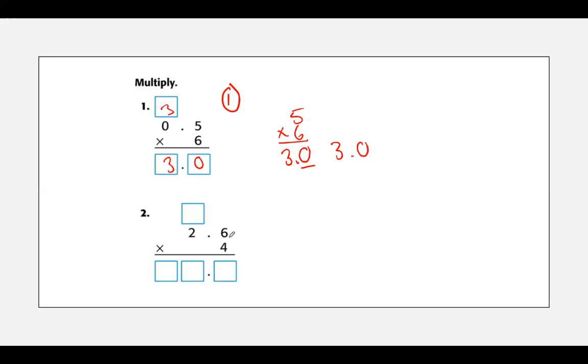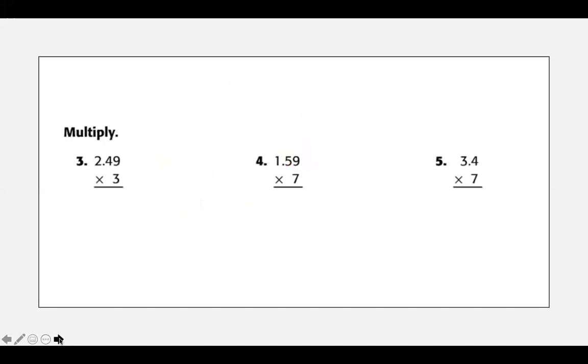6 times 4 is 24. Oh, how many numbers do we have to the right? 1. Sorry, I forgot about that. I jumped right into it. 4 times 2 is 8, plus 2 is 10. So the answer is 10 and 4/10. Okay, this one already has a decimal point put in there for you. Let's try some without. So now I have 2 and 49 hundredths times 3.